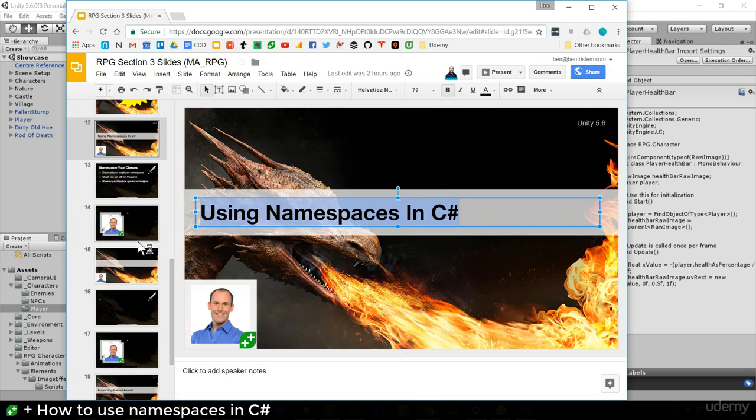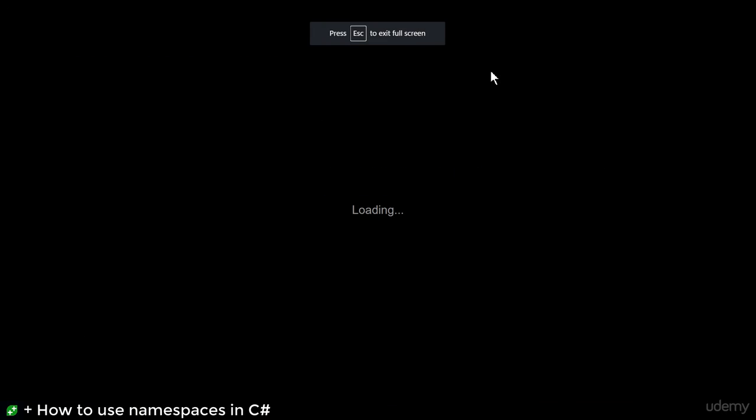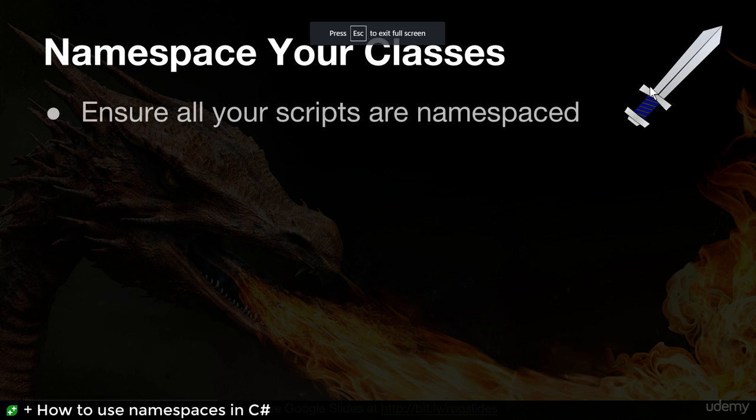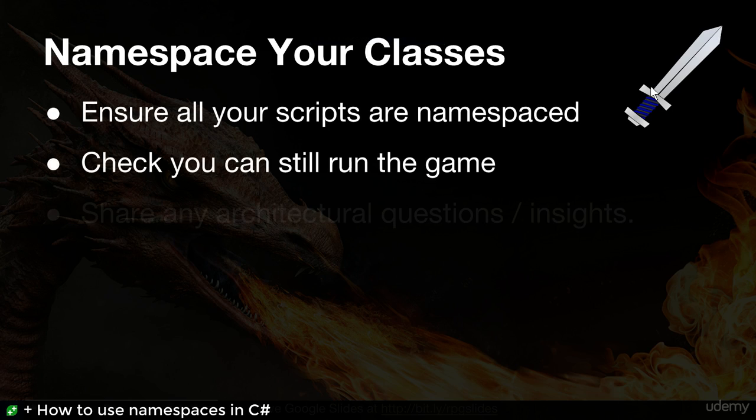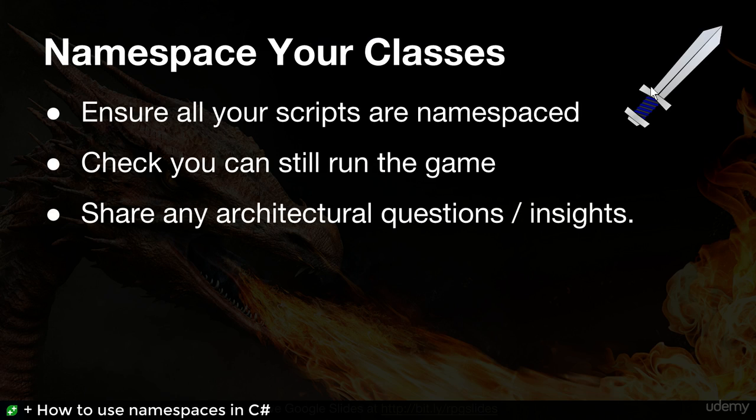So I'm going to get you onto the challenge slide, which is here. Namespace your classes. Ensure all your scripts are namespaced. Check you can still run the game, and share any architectural questions or insights you have after having done this process. So go ahead, pause the video, spend a little time using those namespaces. Don't change any architecture right now, and I'll see you in a moment.